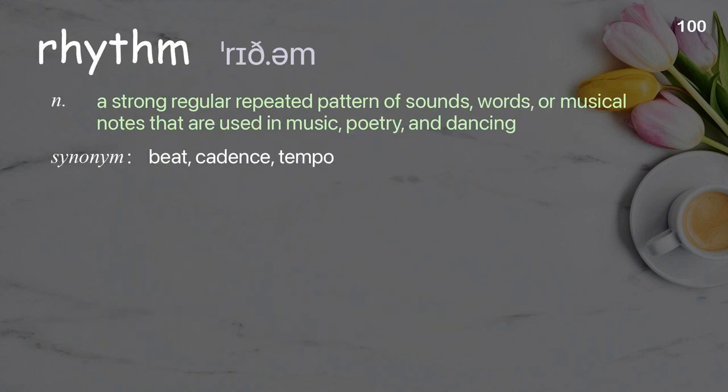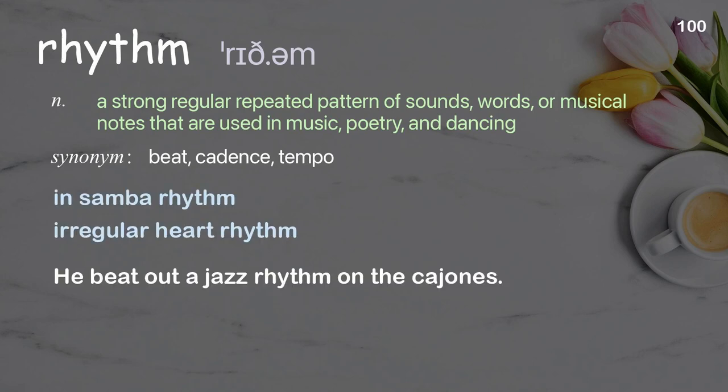Rhythm: a strong, regular, repeated pattern of sounds, words, or musical notes that are used in music, poetry, and dancing. Examples: in samba rhythm. Irregular heart rhythm. He beat out a jazz rhythm on the cajones.